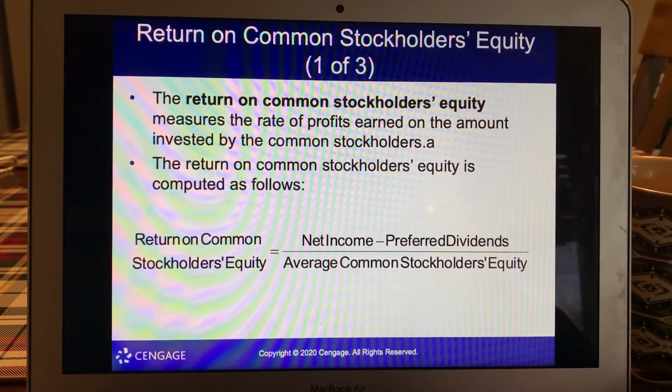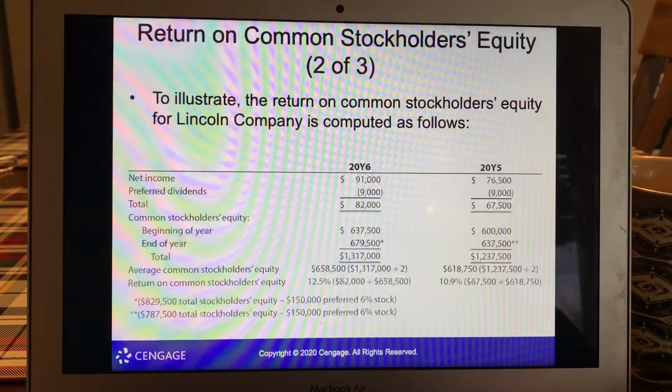Return on common stockholders' equity is net income minus preferred dividends divided by average common stockholders' equity. So here's what this looks like. This one's a little bit more complicated.